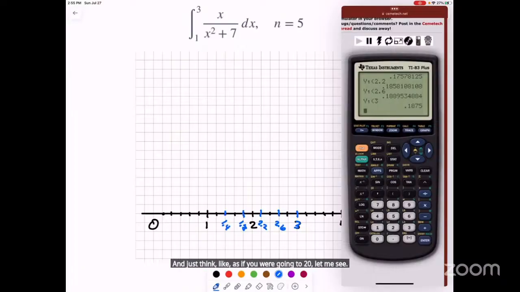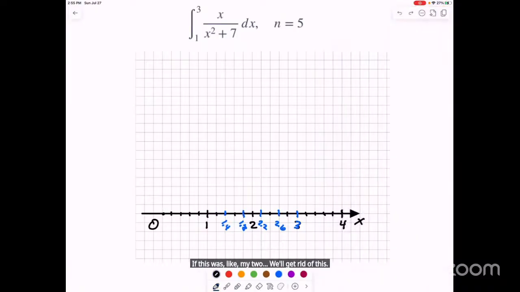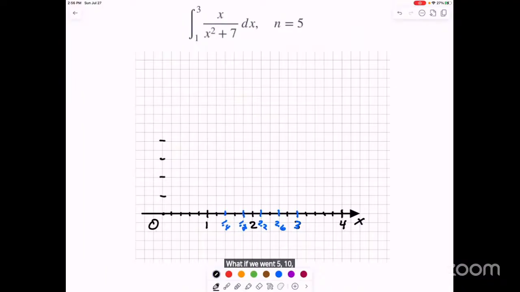Let me see. If this was my 2, 4, 6, 8, 10, 12, 14, 16. Let's try that again. We're trying to get to 20. What if we went 5, 10, 15, 20? See, that's kind of jammed. What if we went by 4s? 4, 8, 12, 16, 20. Okay, so we want it to go to 0.2.